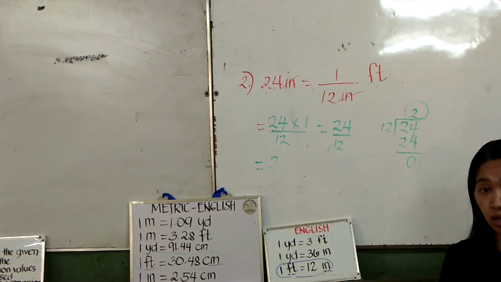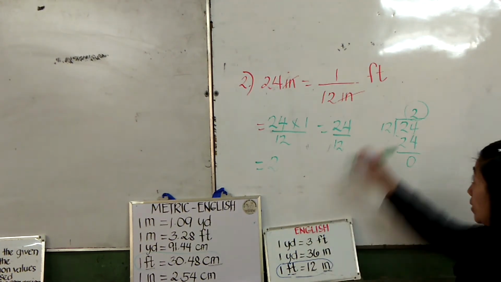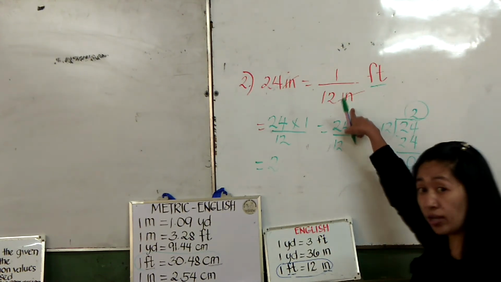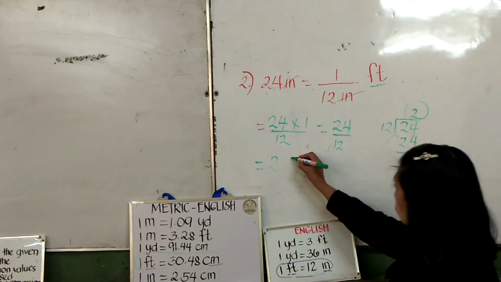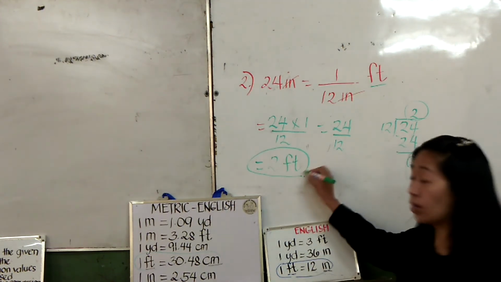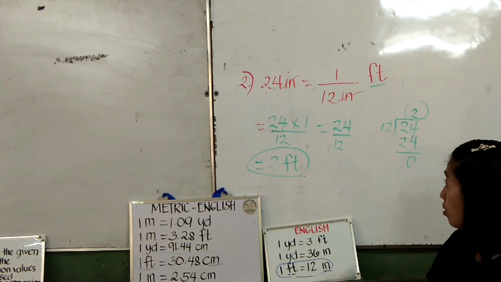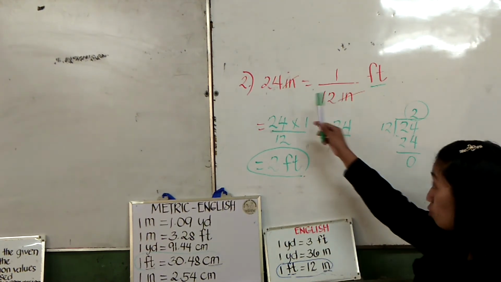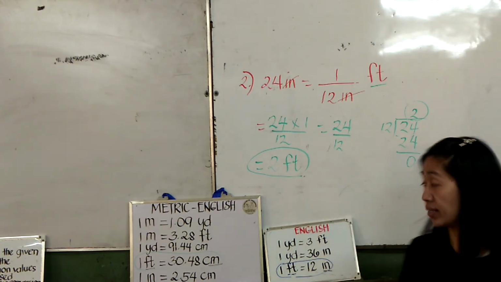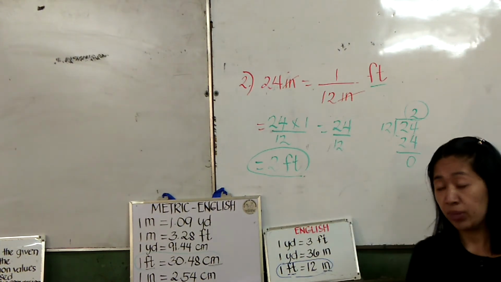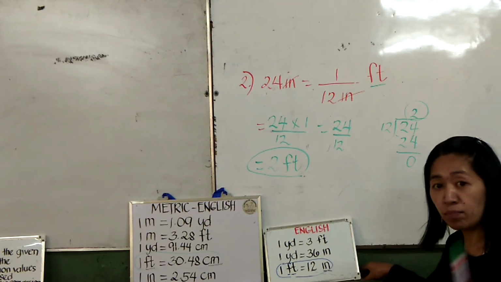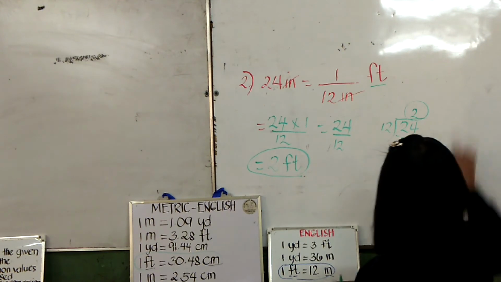What is the unit of measure to be used? It is feet already because we cancelled out inch and inch. Okay, so 2 feet. Okay, so that is our final answer. Okay, this means that 24 inches equivalent in feet is 2, or 2 feet are there in 24 inches. Let's have example number 3.